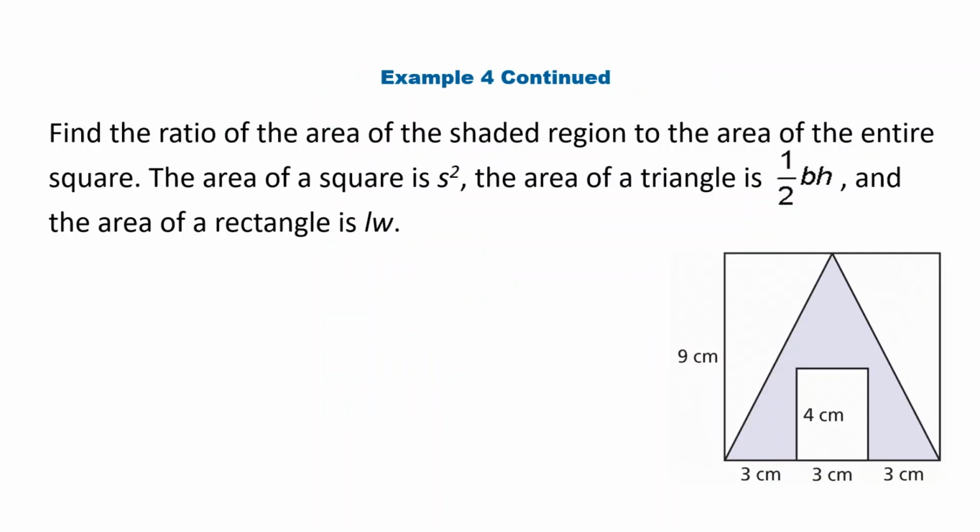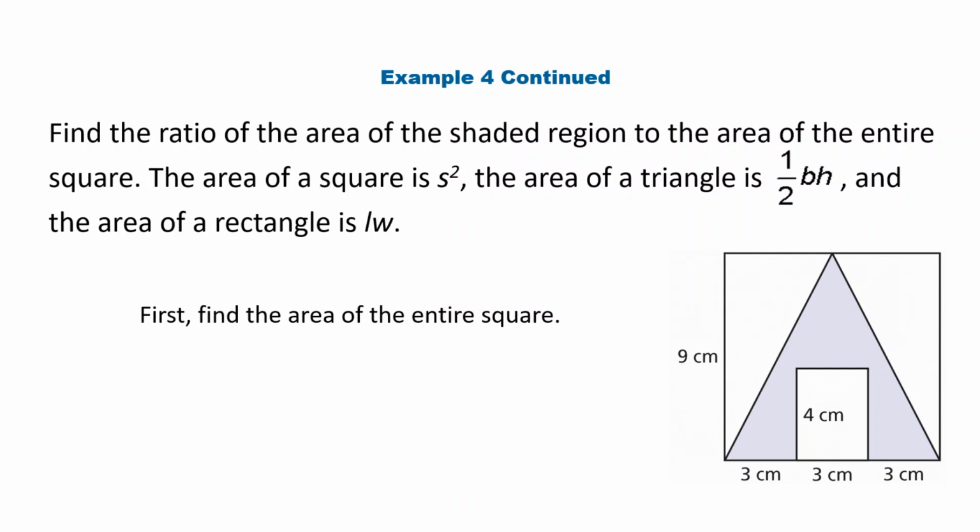All right, so the first thing we want to do is find the ratio of the area of the shaded region to the area of the entire square. The area of the square is side squared, and the area of the triangle is 1/2 base times height, and the area of the rectangle is length times width. So let's see what to do now.